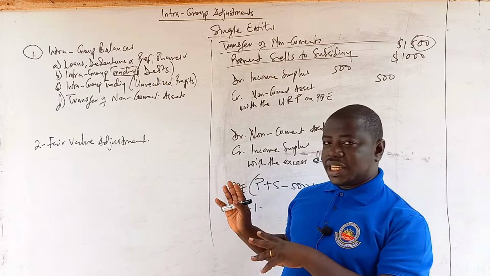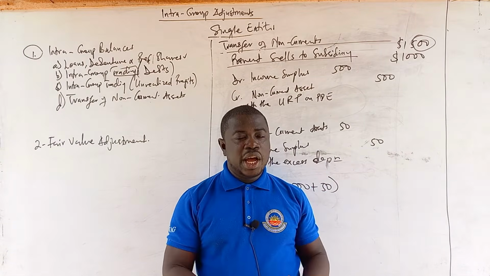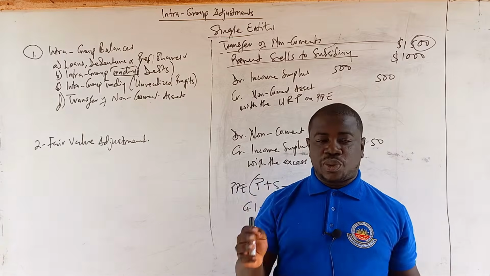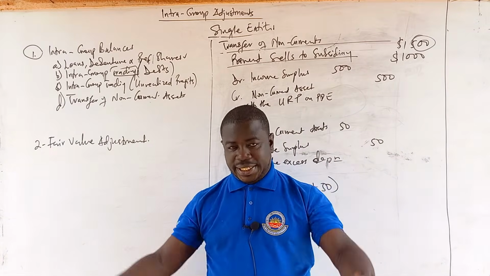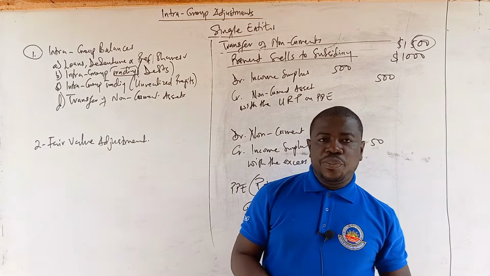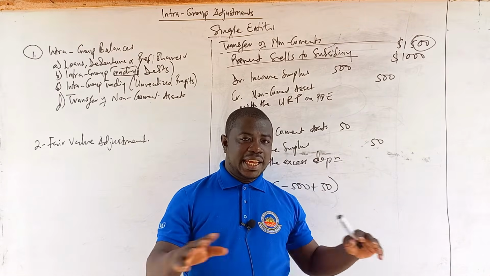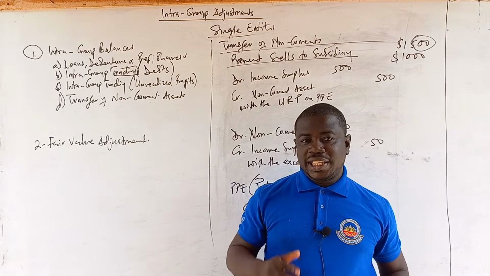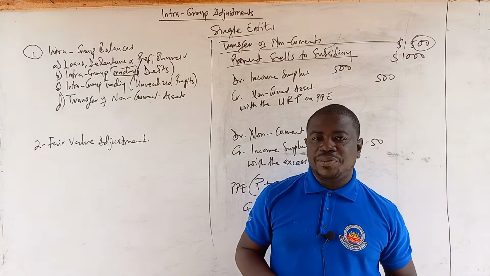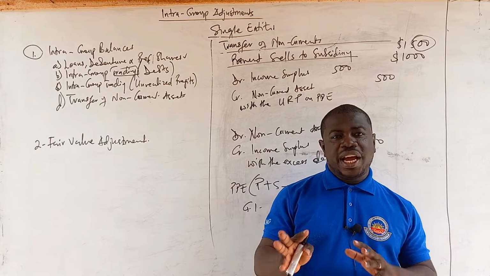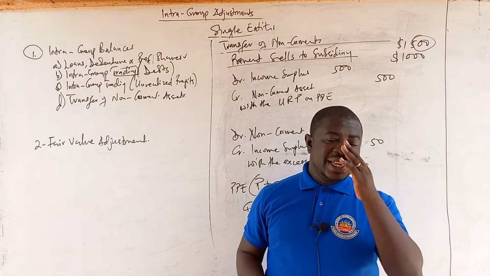When I'm done with this intra-group adjustment, in the next video, I'm going to solve a complete question, which involves all that we have done from the beginning till intra-group adjustment. That will be part 6. And then I'll be done with the consolidated statement of financial position. Then we will look at the consolidated statement of profit or loss. When we are done with those principles as well, then we'll combine.